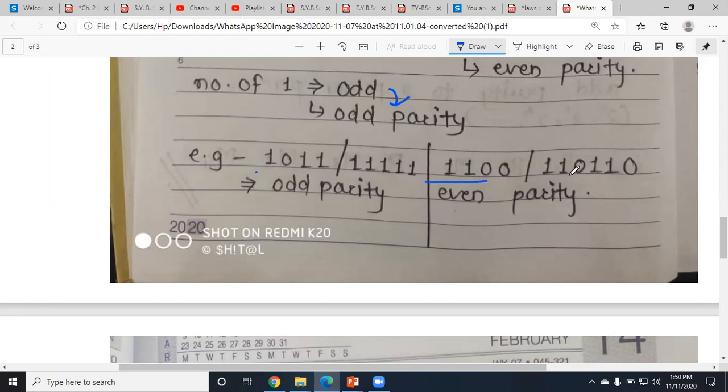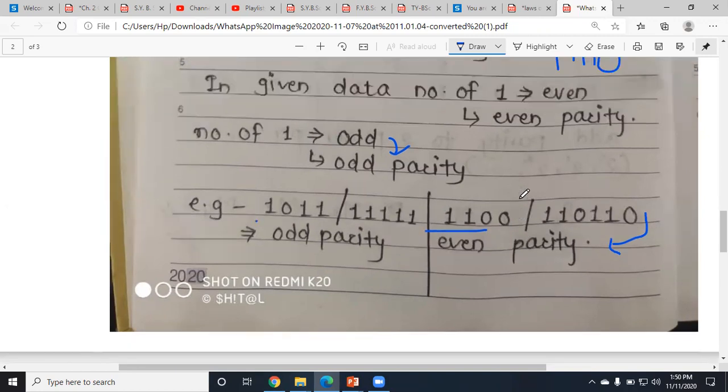Here 1110. How many 1s do we have? 3? No, 4, wait, 1110 has three 1s, which is odd. Are you clear with the concept of even and odd parity? Okay, just tell me one thing.